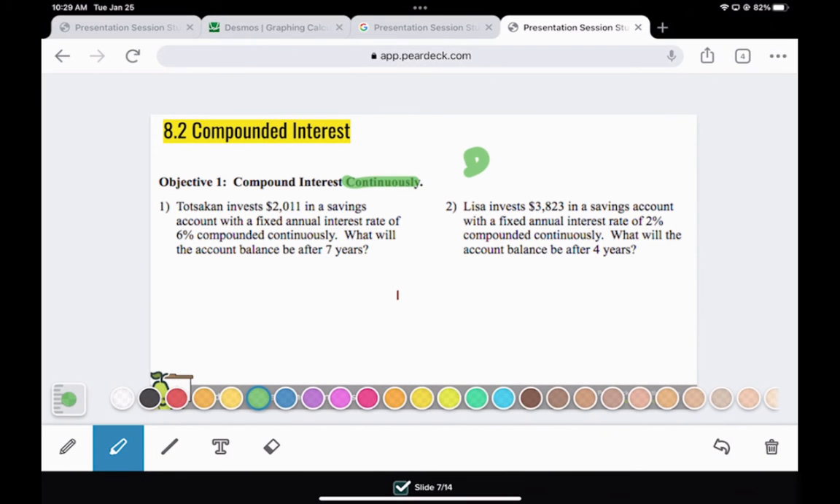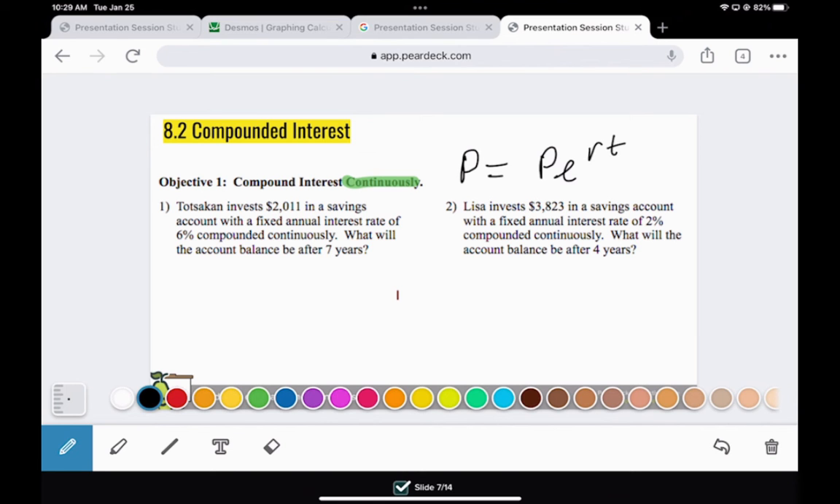So for this one, we have A equal to P E to the RT, right? Again, E is just a constant, P is the principal. So this person invests $2,011 in a savings account with a fixed annual interest rate of 6%, compounded continuously. What will be the account balance after 7 years? Okay, so we know this is P. The rate is 6%, so I convert it to 0.06. This is T.